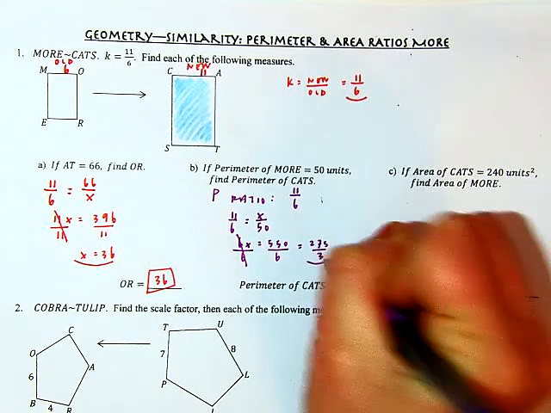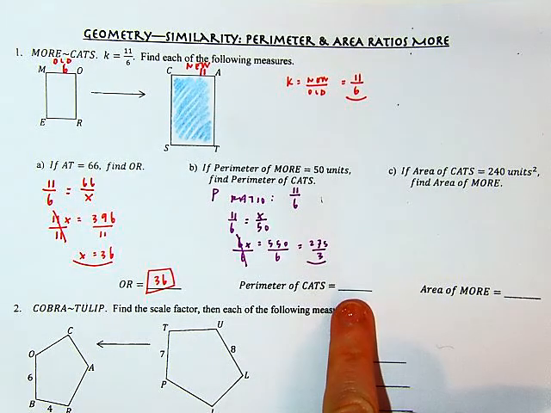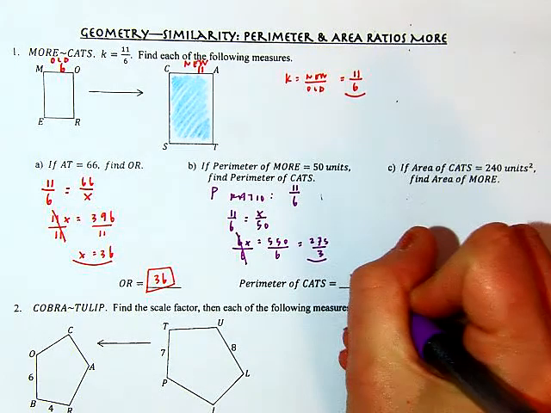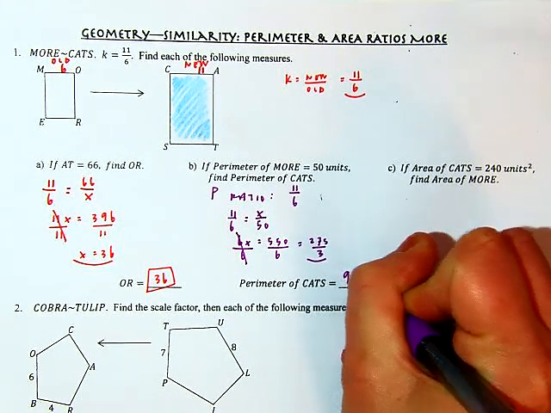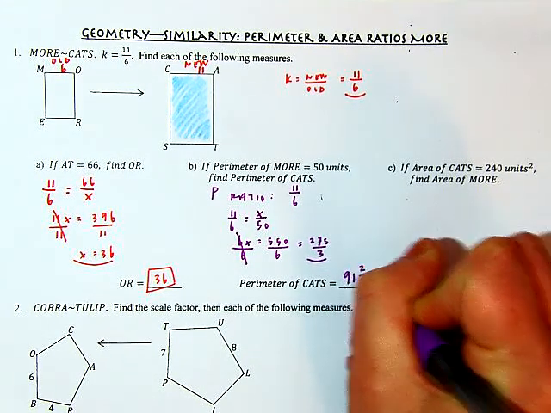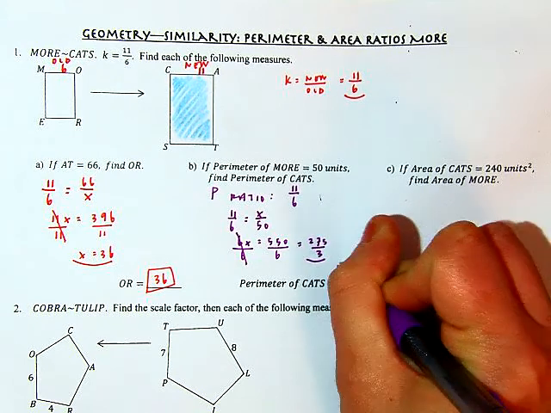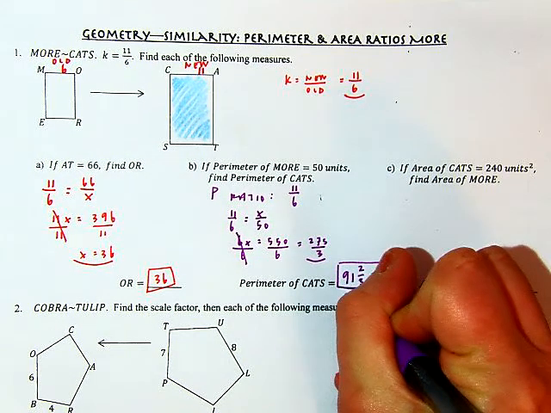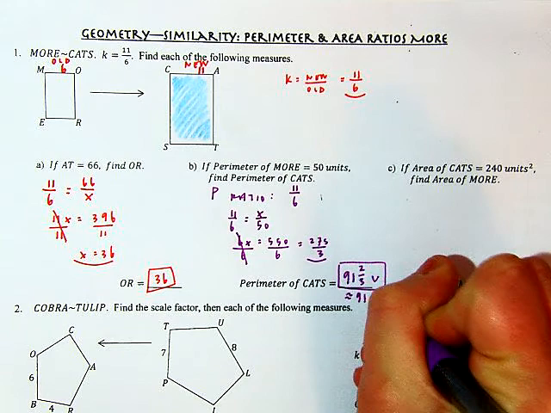275/3. I could leave my answer like that, or I can make it a mixed fraction, which would end up being 91 2/3 units. Okay, I would also take that as a decimal. Just keep that in mind. And if you're going to give it to me as a decimal, give it to me in 2 decimal spots. So you would tell me that it was 91.67 units approximately. That is fine with me.